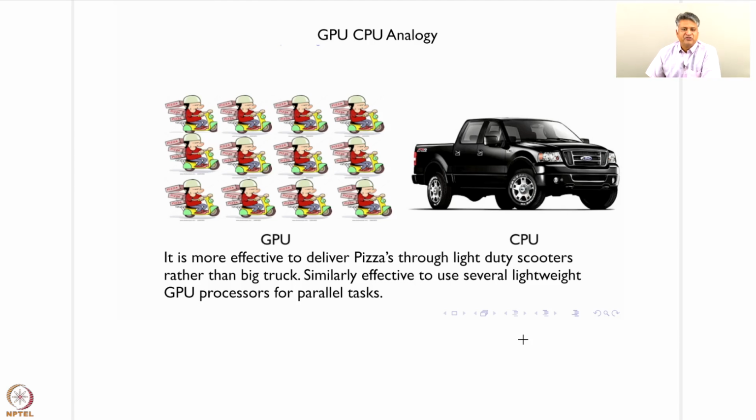So it is always efficient to deliver pizzas in parallel because this is an embarrassingly parallel task, and to do it serially on a CPU would take a really long time, even if the truck was very powerful and able to go at much higher speeds compared to the scooters. So this is a more efficient way of doing this task.